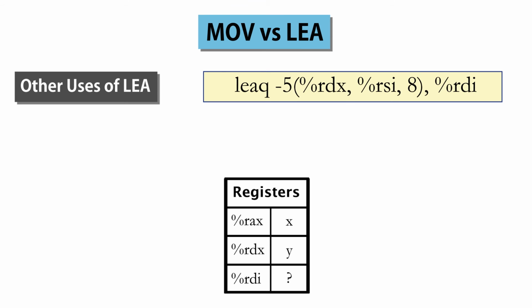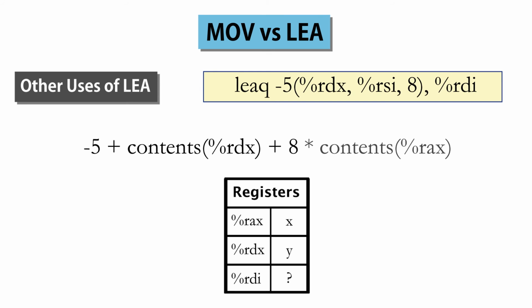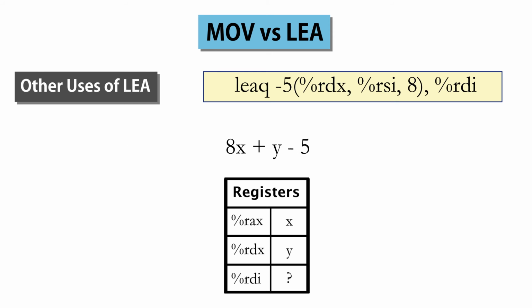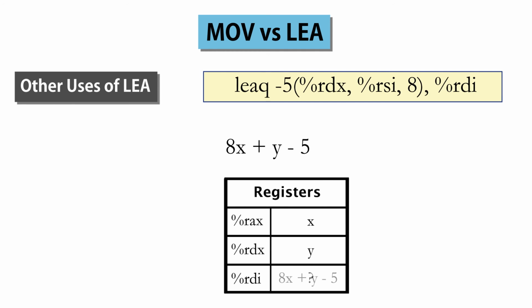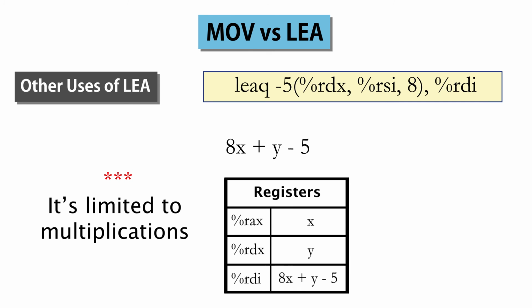The compiler might generate the assembly language statement shown here. As usual, the first argument is computed as minus 5 plus the contents of RDX plus 8 times the contents of RAX. We see that that evaluates to 8x plus y minus 5, which is the result we wanted. And since we're using an LEA instruction, that result is simply loaded into register RDI. Pretty clever, right? We've used a single assembly language instruction to compute an expression involving a multiplication and 2 additions. Of course, it's limited to multiplications by 1, 2, 4, or 8, but it's still often a useful trick. And notice that it really has nothing to do with effective address computation in this case.